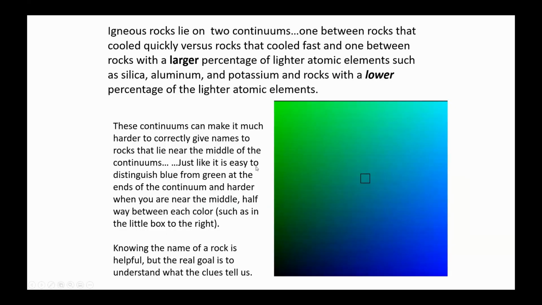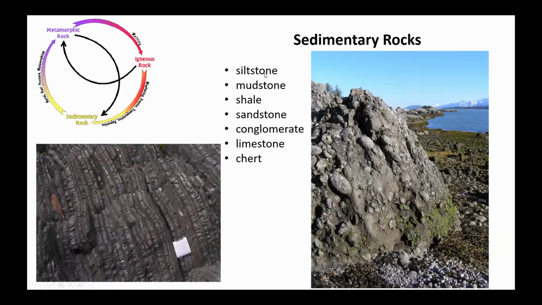Okay, sedimentary rocks. Here are the common names. Sorry, I'm going through this so fast, but anyway: siltstone, mudstone, shale, sandstone, conglomerate, limestone, and chert. Those are the most common sedimentary rocks, and we have them all here in Haines.